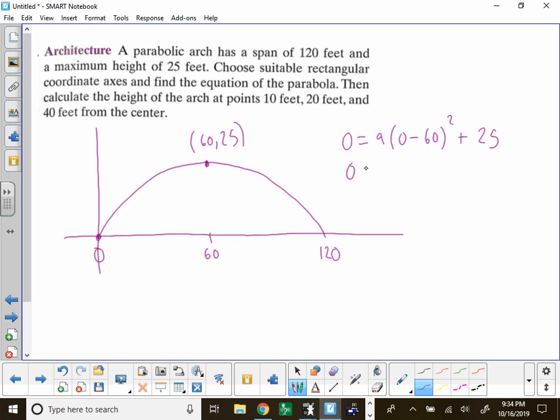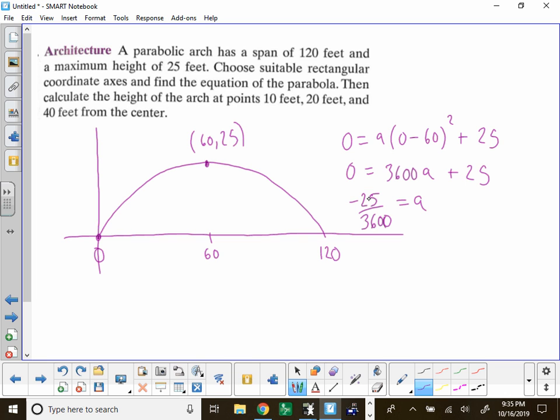So 0 is equal to 3600 times a plus 25. All right, now I'm going to subtract the 25 over and divide by 3600. So negative 25 over 3600 is equal to a. I need to reduce that fraction.